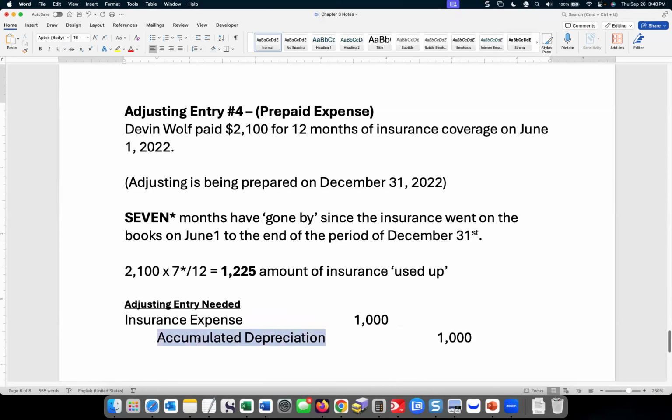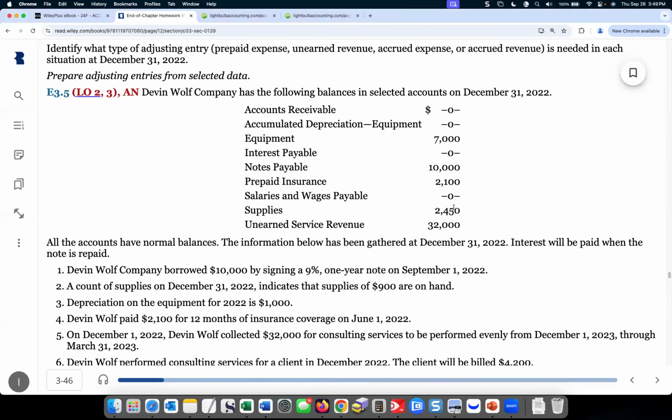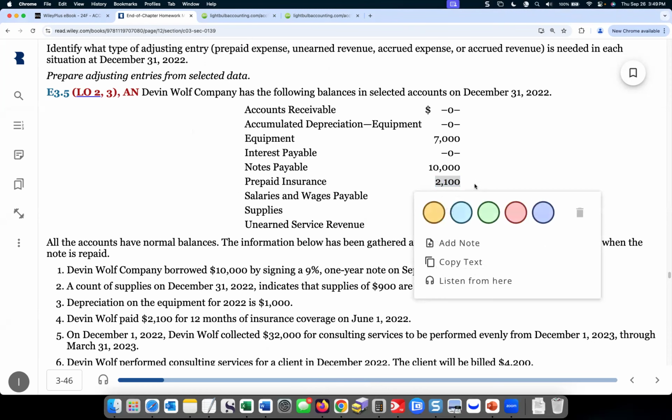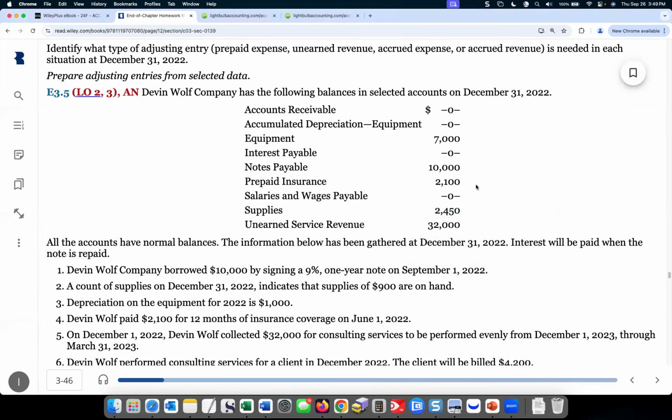And then we have to decrease the prepaid insurance asset account, because if we do not, then prepaid insurance is still going to show that $2,100 amount. It's going to still show the balance that we have right there. And we know that's no longer true. We had 2,100 in there, but after 7 months have gone by, we don't have 2,100 now. We have to adjust it.